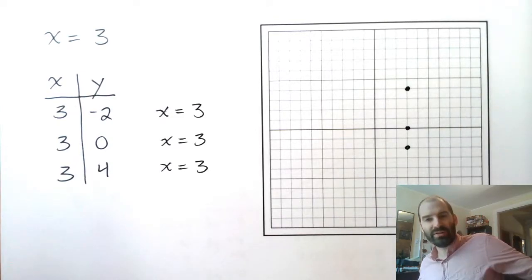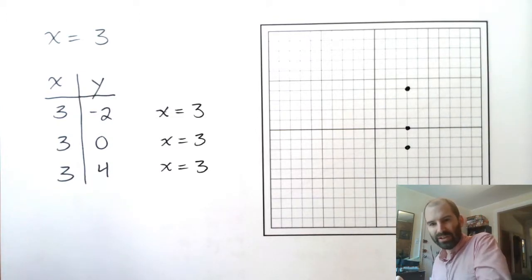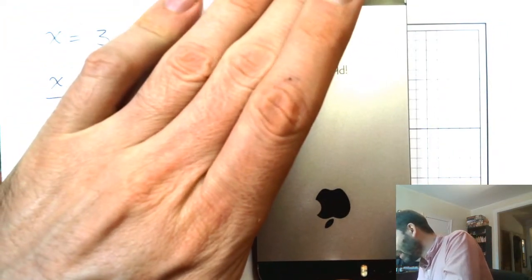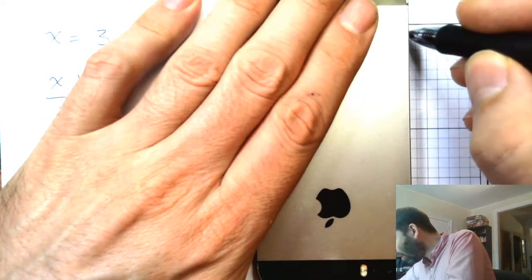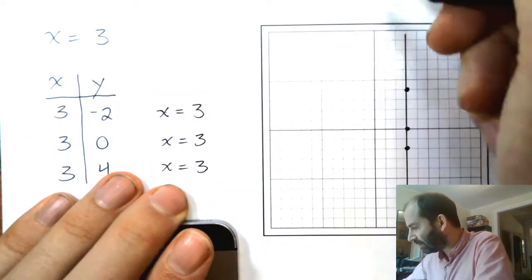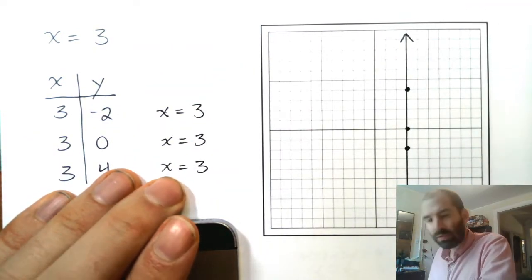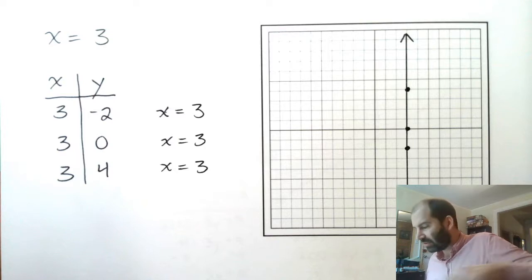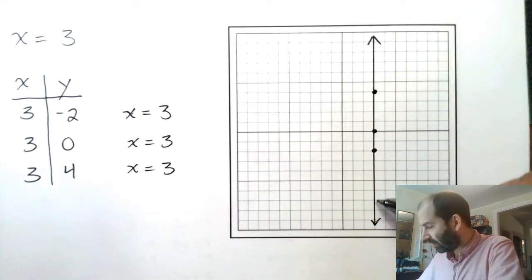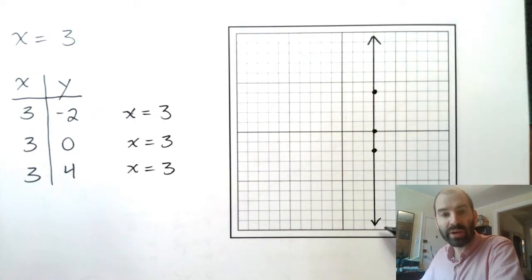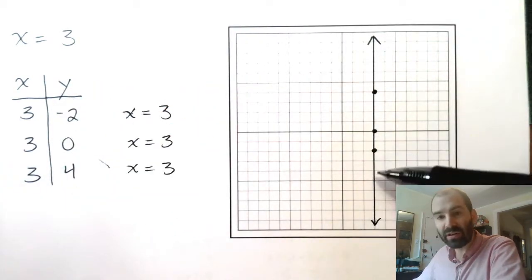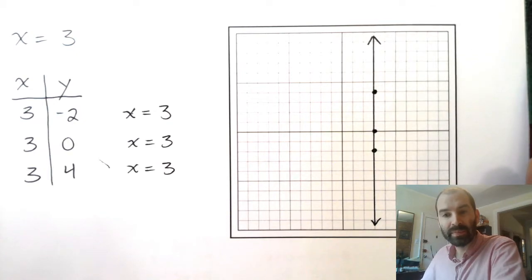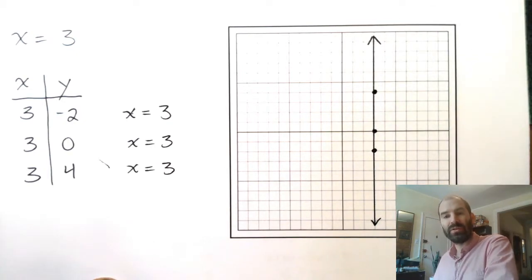Look at how easy that was, right? It's a little bit weird, that equation, because there's no y's in it. But what that means is it doesn't matter what y is. y can be anything as long as x is 3. So what we get is the collection of all points whose x-coordinate is 3, but whose y-coordinate can be anything. And that gives us a vertical line.